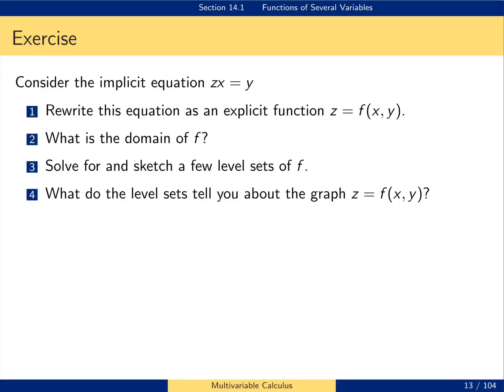Here's an exercise for you. Pause the video and see if you can apply the definitions we've covered so far.